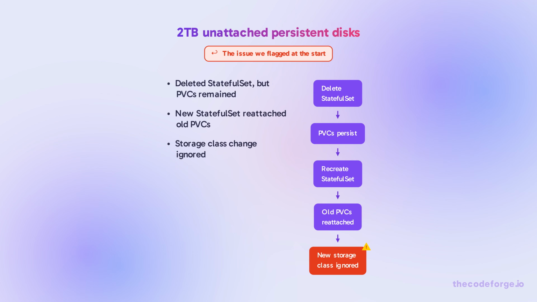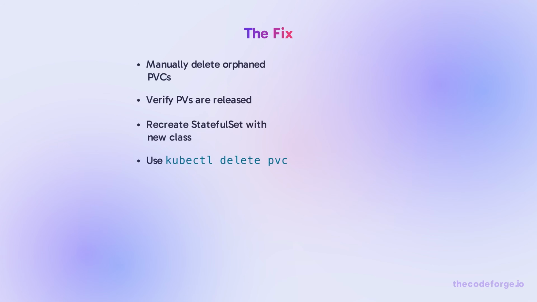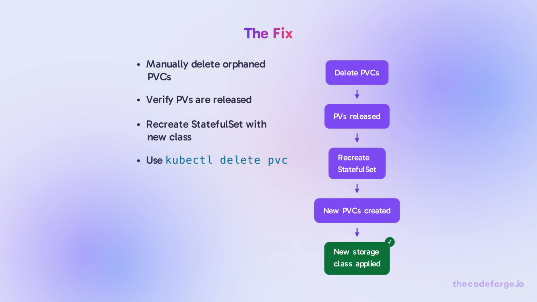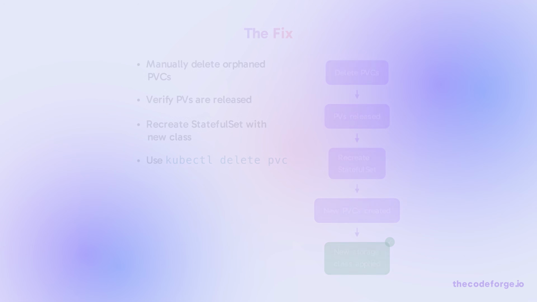This is the same issue we highlighted at the start. Here's exactly why that happened. When the StatefulSet was deleted, the PVCs were not deleted. When recreated, Kubernetes matched PVCs by name and ignored the new storage class. The fix: manually delete the orphaned PVCs with kubectl delete pvc, verify the underlying PVs are released, then recreate the StatefulSet. This ensures new PVCs are created with the desired storage class.